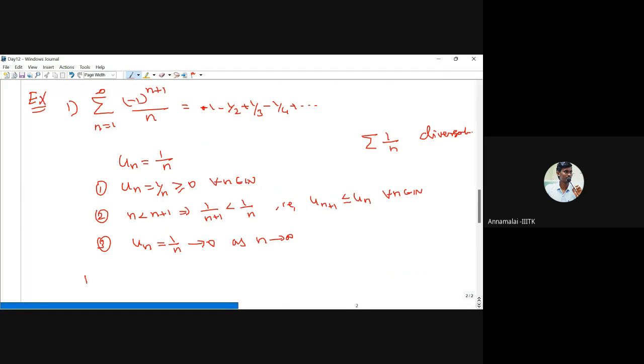Therefore, by Leibniz theorem, this alternating series summation minus 1 power n plus 1 by n is convergent.